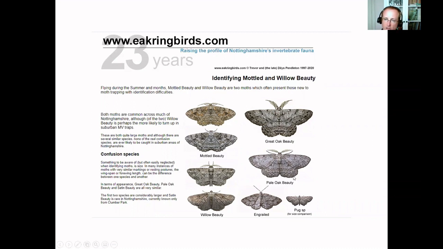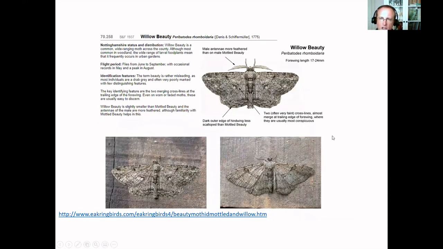It does include these other species. I was intrigued that they don't have satin beauty on here, but great oak beauty and pale oak beauty. If you think you've caught those in Wales, get a photo and let us have it, because there are no confirmed records of either of those, at least as far as Glamorgan is concerned. Possibly in the Wye Valley you might be getting those two species, but we don't get them in Glamorgan, to my knowledge, despite people keep sending me records of them. So you never know, but most of them tend to be satin beauty, because that's got a really big female. But I've digressed.